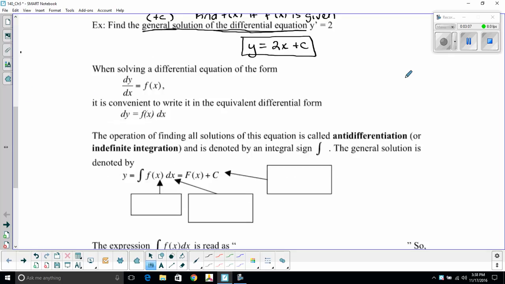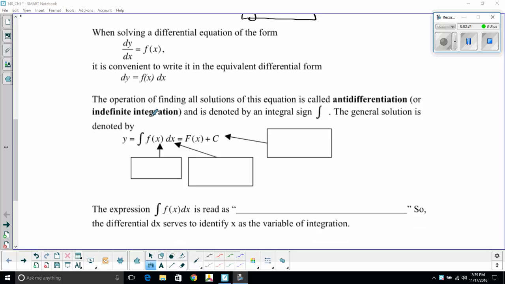All right, when solving a differential equation of the form dy/dx equals f of x, it's convenient to write it in the equivalent form dy equals f of x dx. These are called the differentials. It's saying the differential of y is equal to the original function times the differential of x. The operation of finding all solutions of this equation is called antidifferentiation or indefinite integration and is denoted by the integral sign, which is like an S, like a sum symbol. The general solution is denoted by y equals the antiderivative of f of x dx equals F of x plus c.